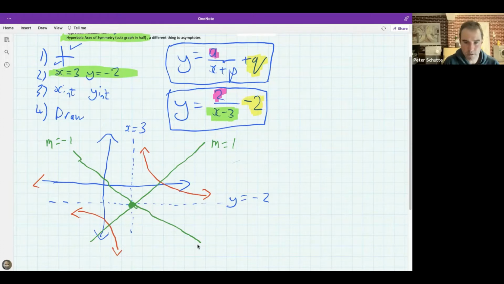But the problem is we need to figure out the equations of these axes of symmetry, and I only have the gradients. If only there was a point on the axis of symmetry that I knew about. Can anybody suggest a point that maybe I could use to help me find the equations of these two green axes of symmetry?